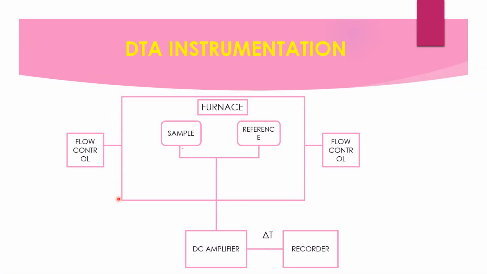Now this is the instrumentation of a DTA. We can see a furnace which has two pans, like a balance. One of the pans is the sample holder and the other pan is the reference. The reference will usually be alumina, which is a thermally stable compound. And you have something called flow control. The furnace is filled with inert gas like argon or helium, because it has to be done in an inert atmosphere, which should not interfere with the substance that is undergoing heat change. Next we have the signal reader, DC amplifier, and a recorder. This is the instrumentation of a DTA.